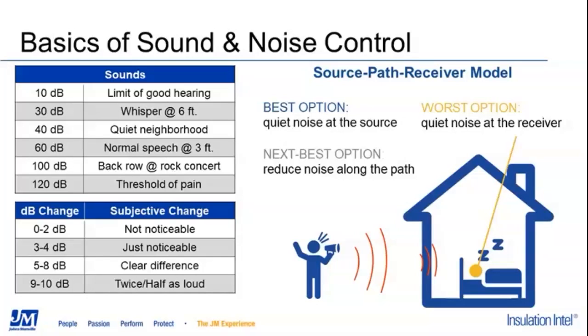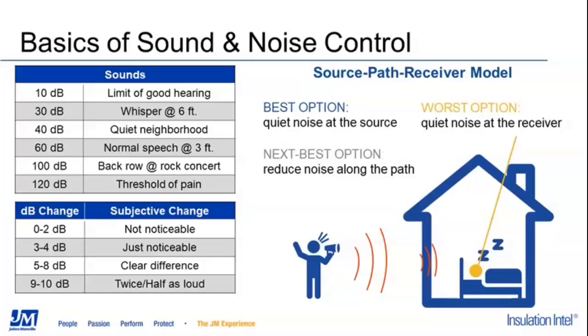They are not linear. So in the top left, you can see a table of some examples of how loud some things may be. A whisper at 6 feet is only about 30 decibels. Your typical occupied office would be around 60 to 70 decibels. And a jackhammer would be around 100 to 105 decibels.